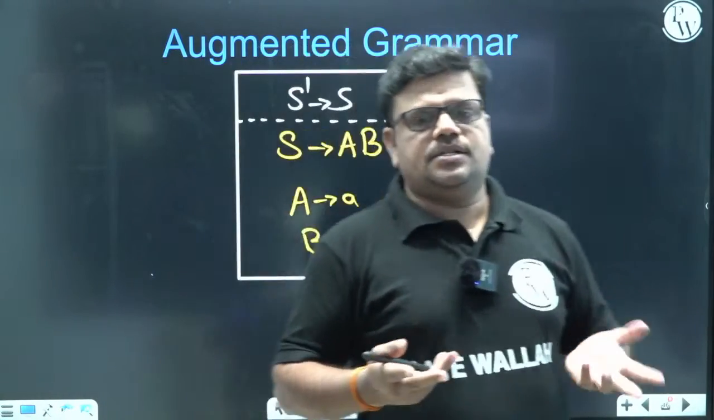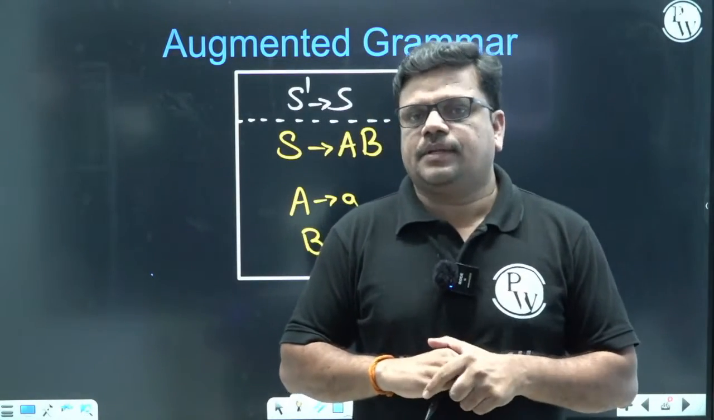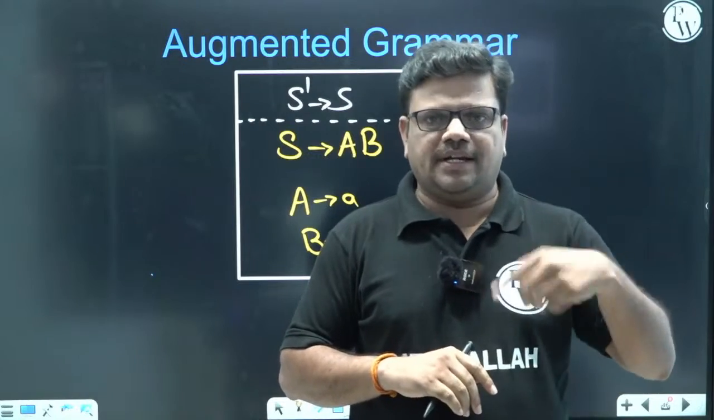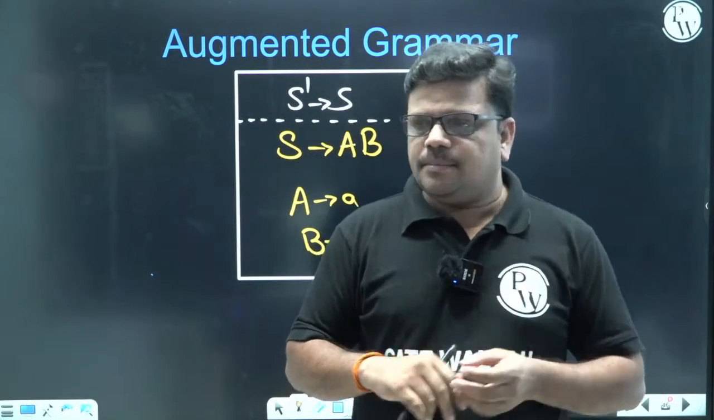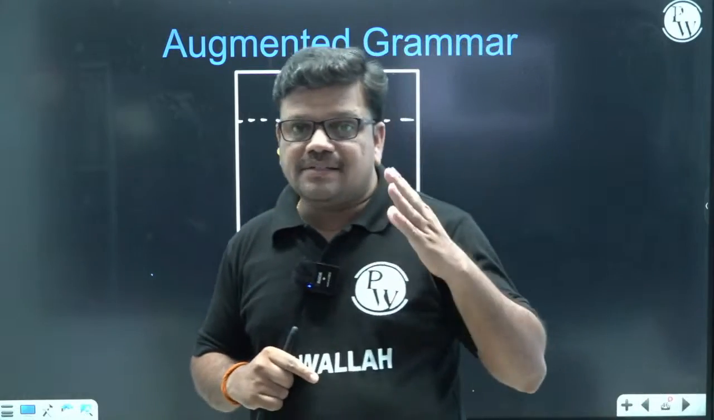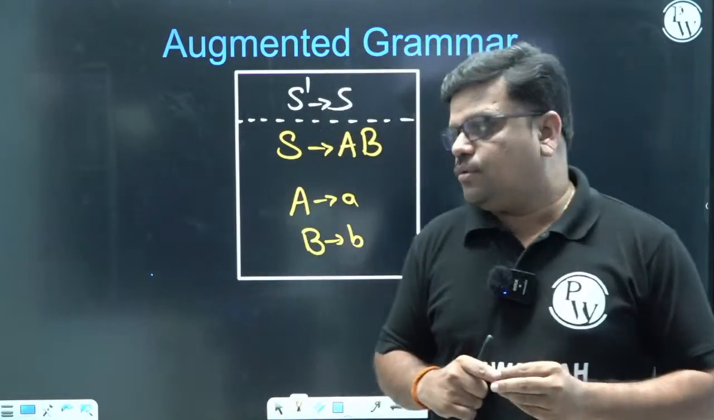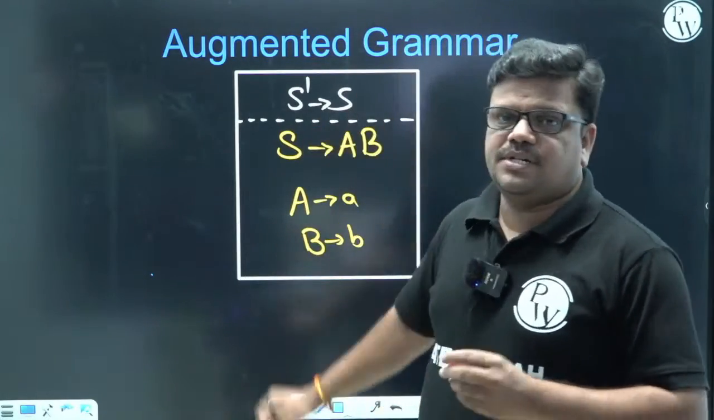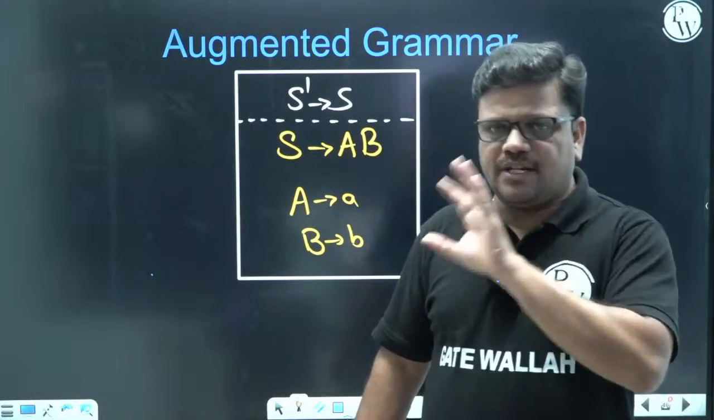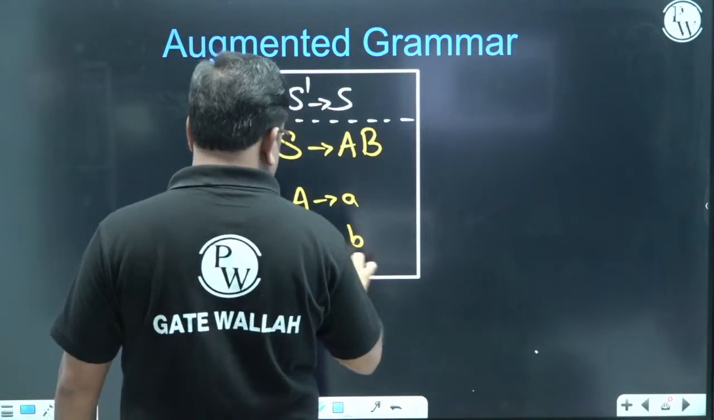What is the advantage? We have something called the accept action. While constructing the table, we get the accept action because of this. So in order to get the accept action after successful completion of parsing, we need to add one extra production. This production is not actually there in the grammar. The original grammar is this much only.